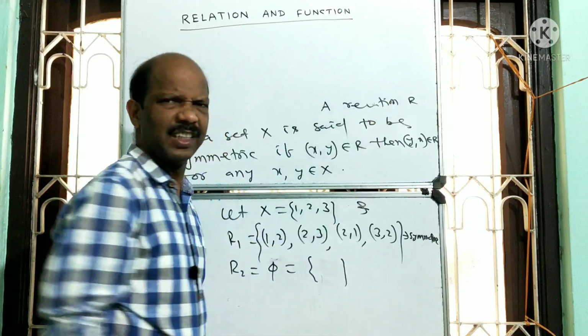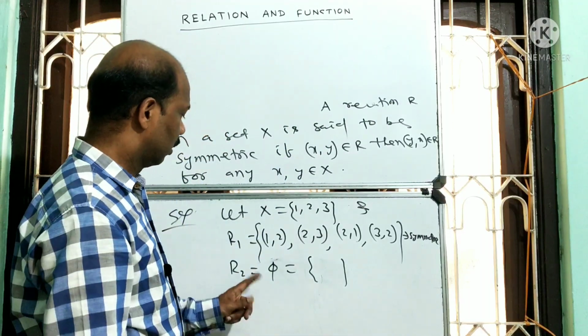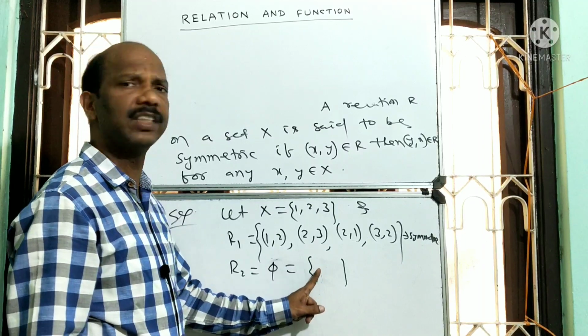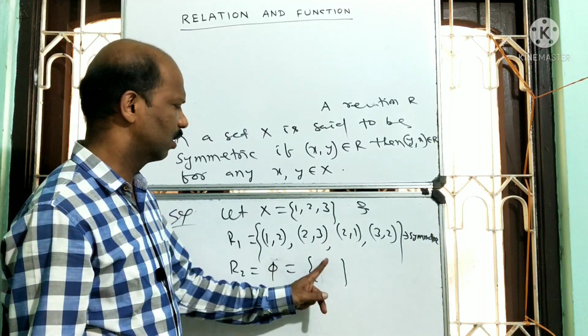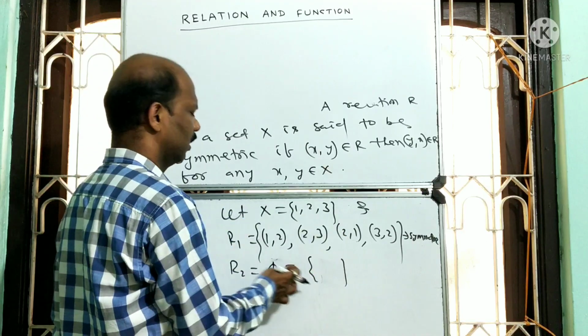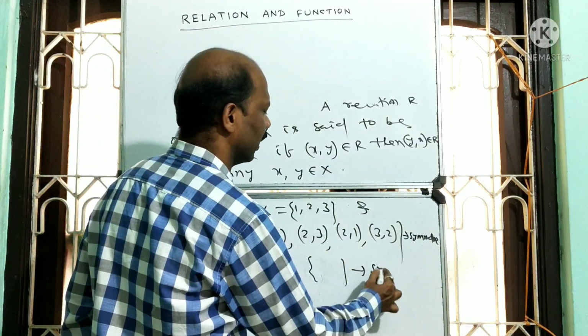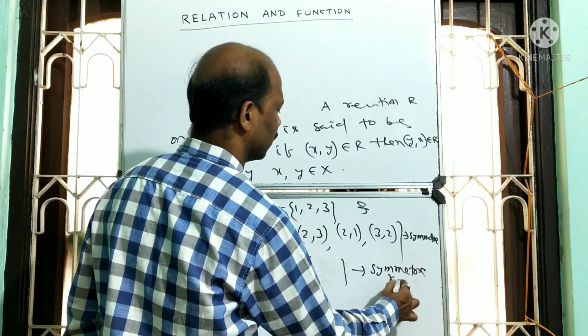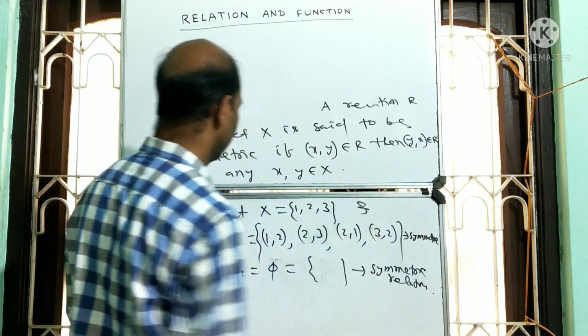Here, if P is not there, that means (x, y) is not there. So if P is false, we are not worried about Q. That means it is a symmetric relation. It is a symmetric relation. Okay.